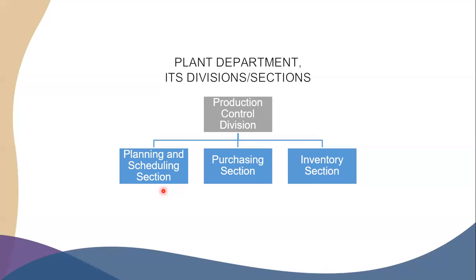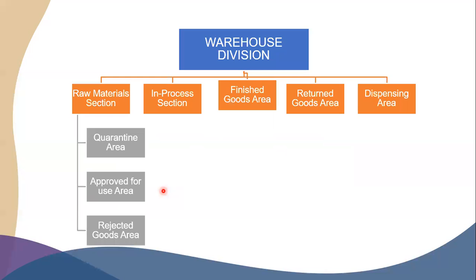This could be from procurement pa lang ng mga raw materials up to packaging and labeling of your products na. So here you have your warehouse division. So in the warehouse division, you have your raw material section. So it is also being placed in a quarantine area and it is also approved for use area. And you also have your rejected goods area.